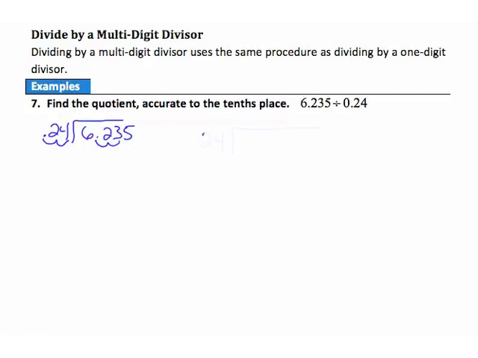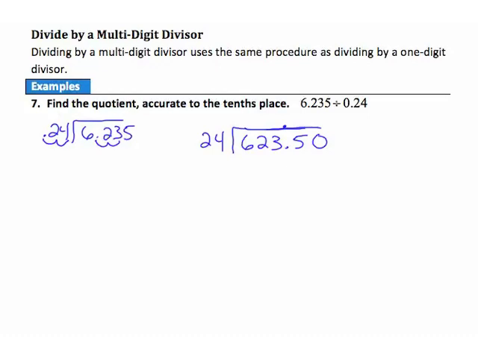Let's rewrite that problem. We have 24 dividing into 623.5. Now I want to get an answer accurate to the tens place, which means I'll divide one more place after that, which is the hundredths place. So I have to annex a 0 there. Got it set up. Now we're ready to divide.